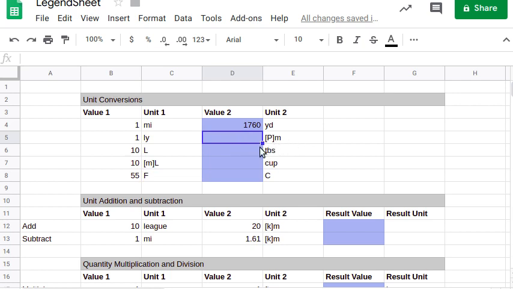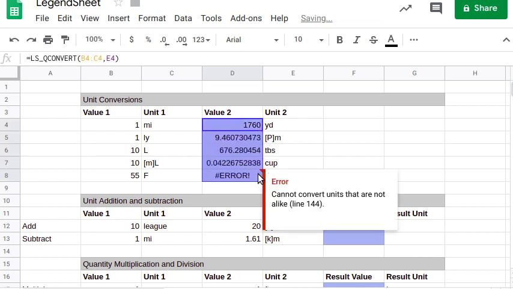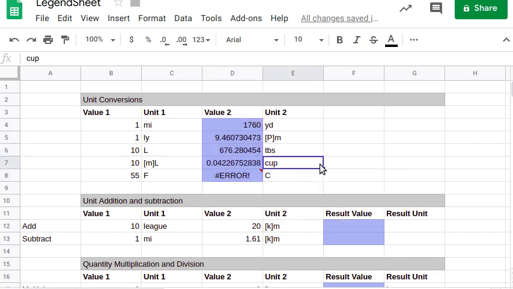So that's one thing. Another thing that I'm going to point out is that some of the unit names have changed. So in LegendSheet, this unit is a farad, which is a unit of capacitance, and this is a coulomb, which is a unit of electrical charge. So we can actually convert those, and I'll just go ahead and pull this down and show you that we get an error, and it says cannot convert units that are not alike, which makes sense, right? You can't convert farads to coulombs. It doesn't make any sense.